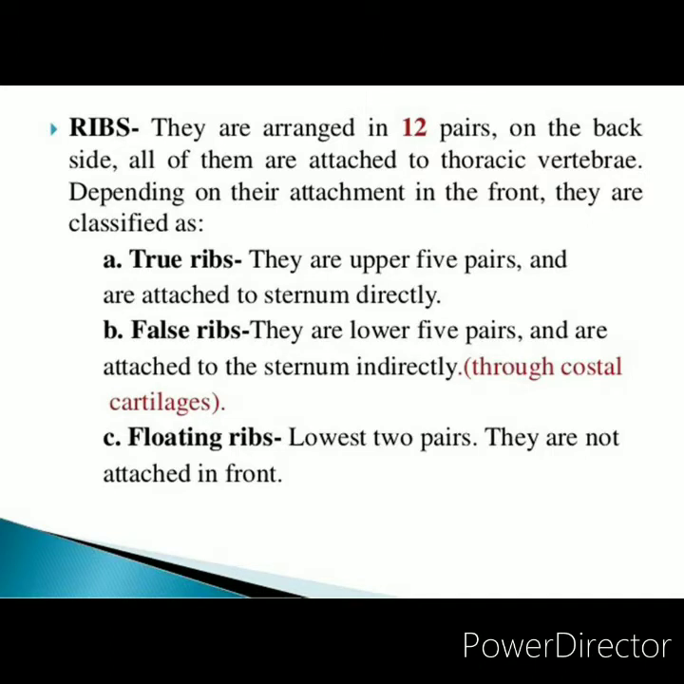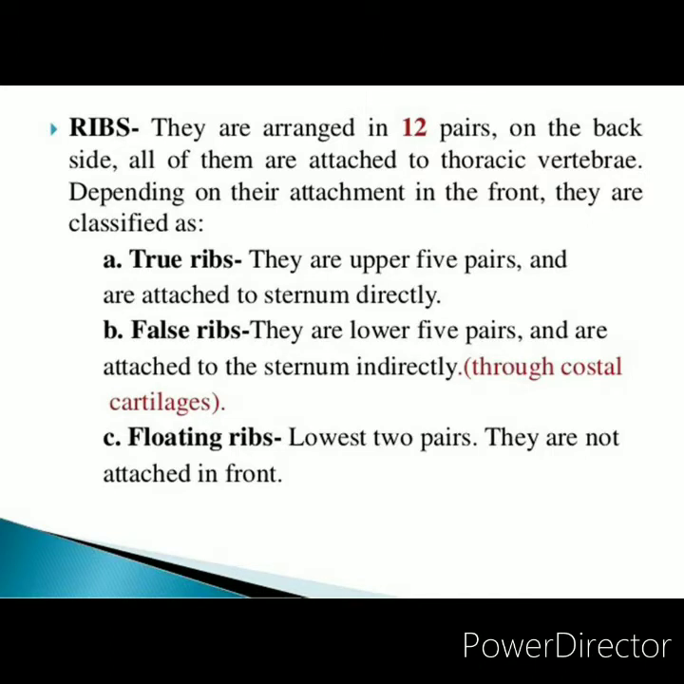On the back side all of them are attached to the thoracic vertebrae. When you go to the back side of our body, that is the spine side, these ribs are attached with the thoracic vertebrae. That is the part of your spine. Depending on their attachment in the front, they are classified. So the front part is known as ribs. When you go to the back side, that will be known as thoracic vertebrae, which are adjoined with your spine.